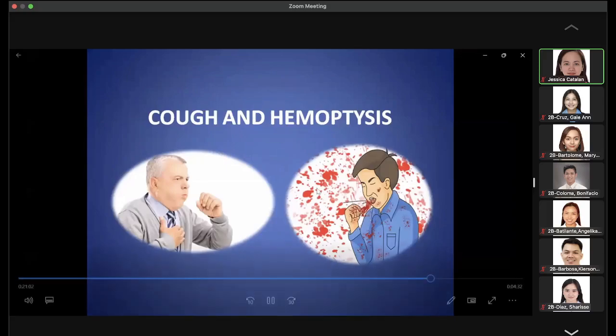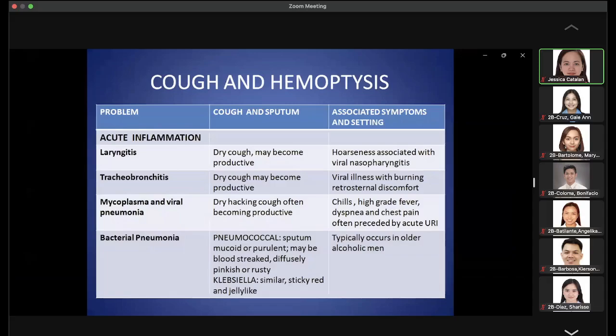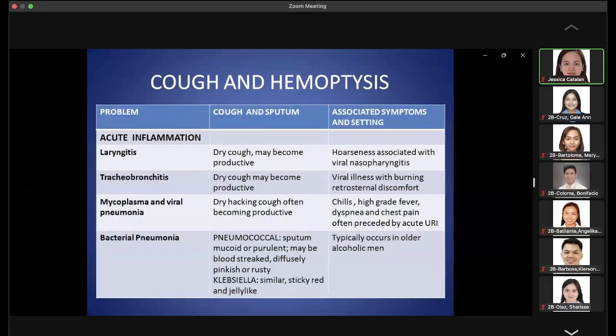Next symptoms are cough and hemoptysis. So for cough and hemoptysis, you have acute causes of inflammation and chronic inflammation. For acute inflammation, you have laryngitis, tracheobronchitis, mycoplasma, and viral pneumonia and bacterial pneumonia.